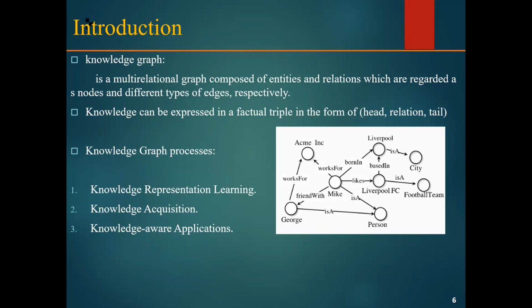Next, after knowledge representation learning, we have knowledge acquisition, which is a process where we try to extract or organize the knowledge we have in the graph. We can divide knowledge acquisition into three main tasks: knowledge graph completion, relation extraction, and entity discovery. We are focusing on knowledge graph completion, where we try to add new entities and expand the existing knowledge graph.